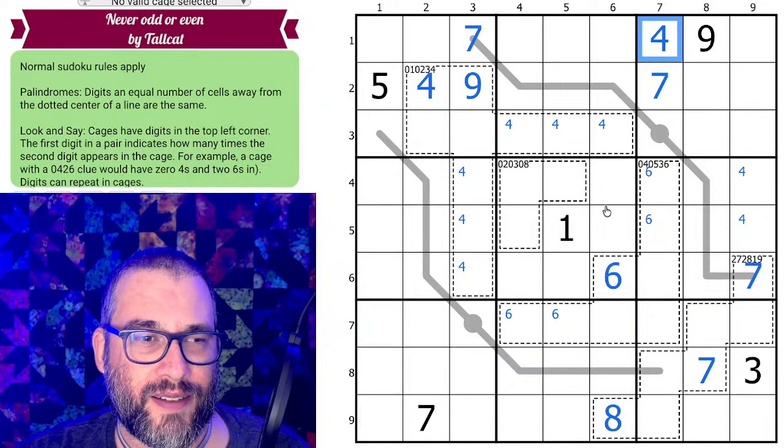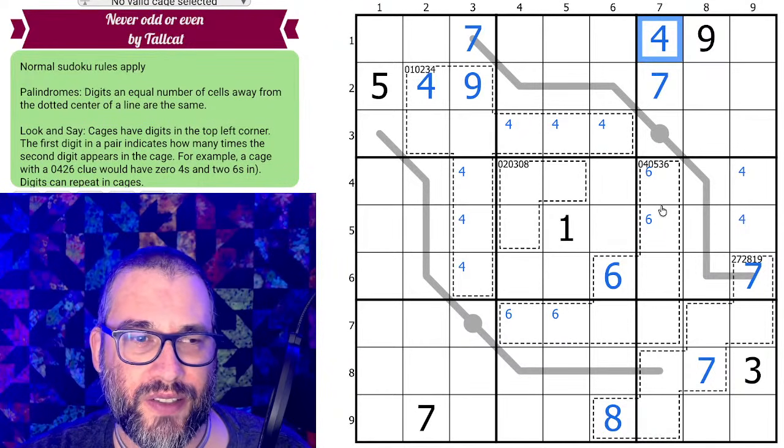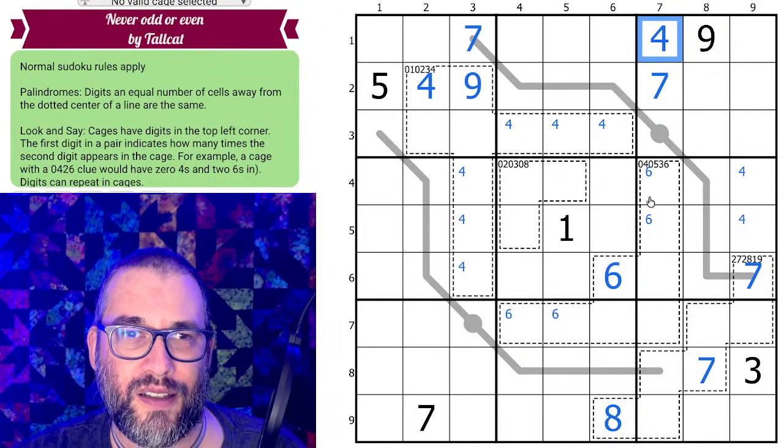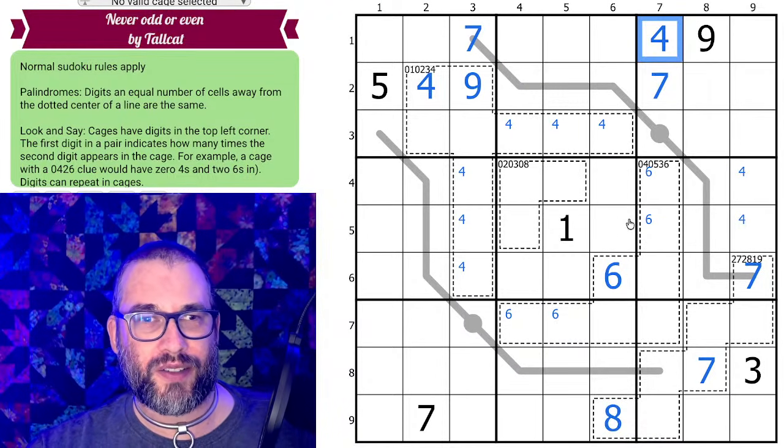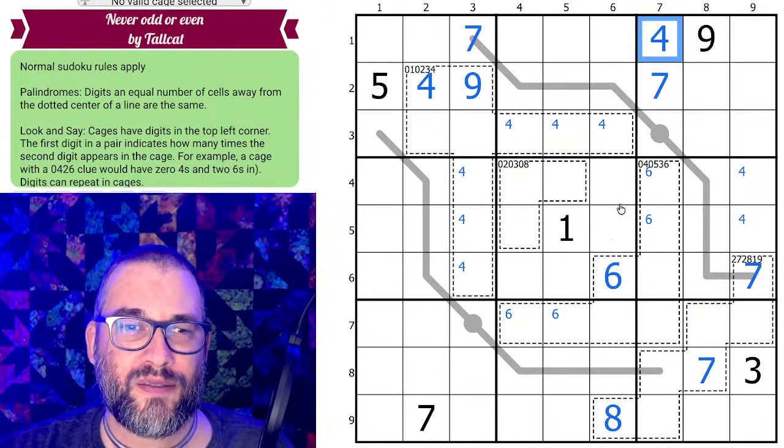Hey, Tallclad, glad you could join us for this. We are enjoying the puzzle so far. It is trucking right along.